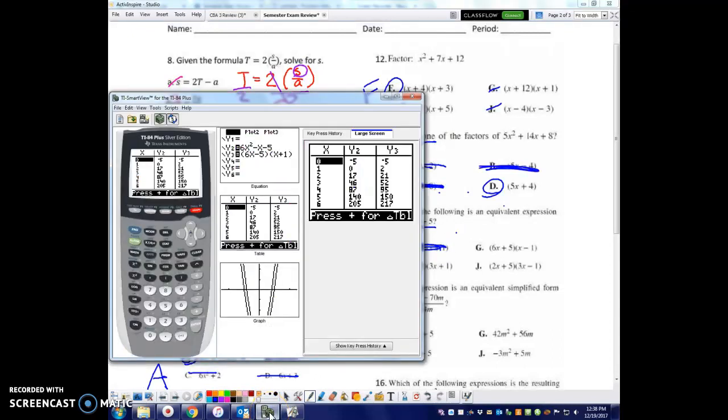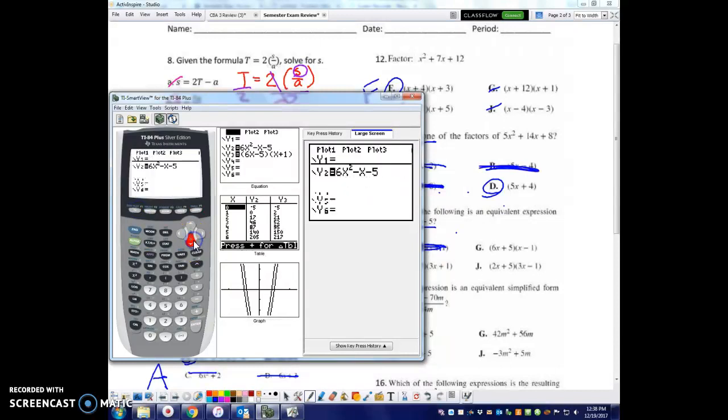Next choice is G. So we have 6x plus 5, x minus 1.